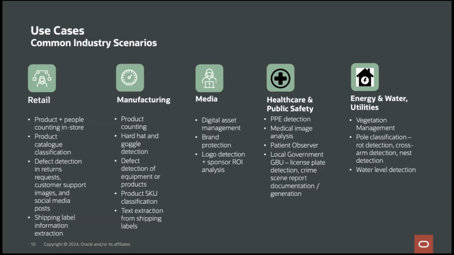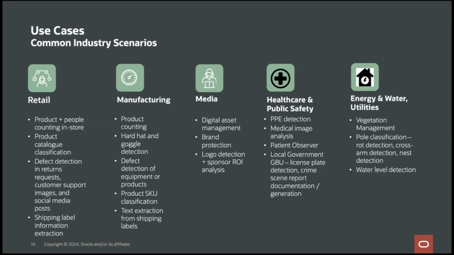In terms of media, we can use OCI Vision, like I said, in digital asset management. We can also do some brand protection. So let's say, for example, you want to protect some specific brands or blur out some logos; that's something we can always do by using OCI Vision. We can also detect specific logos, or sponsor ROI analysis can also be done.